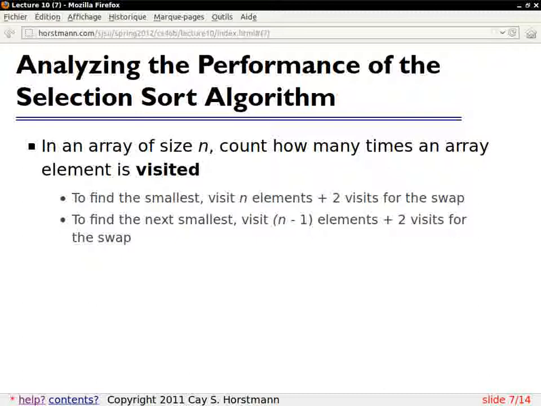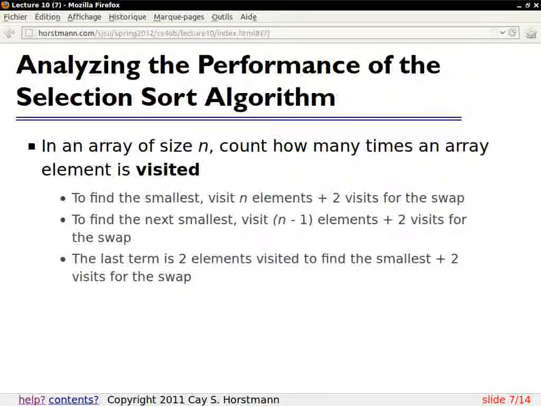So that was to find the smallest element in the entire array. Now we do it again for an array that was one element smaller. So that'll be n minus 1 plus 2, because we're no longer looking at the initial element. And then we do n minus 2 plus 2, and eventually we'll look at the last two elements and a swap.